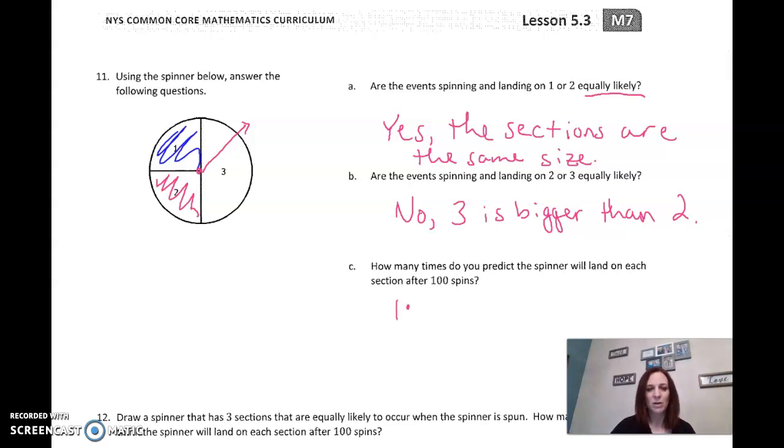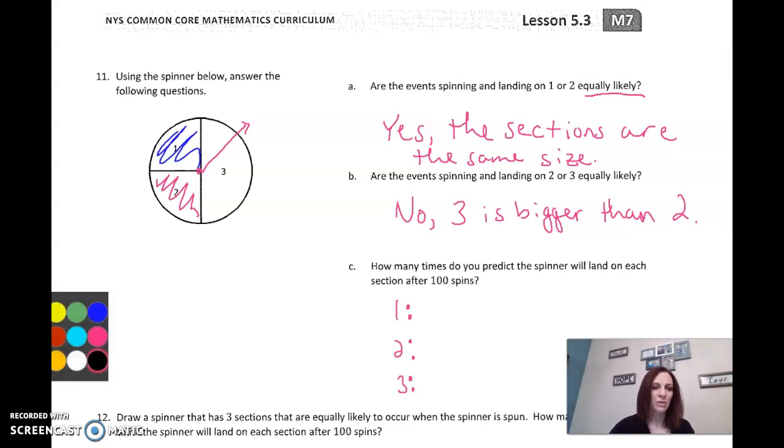So we have section 1, section 2, and section 3. Now remember what we've talked about in the past. In the last lesson, we could say if you found the probability, you can multiply by the number of times it happens and make a prediction about what's going to happen in the future, right? But that was equally likely. These two are equally likely. This one is not, okay?